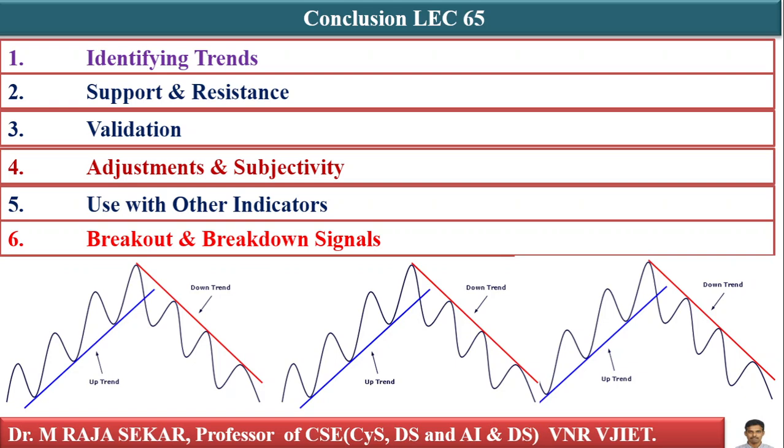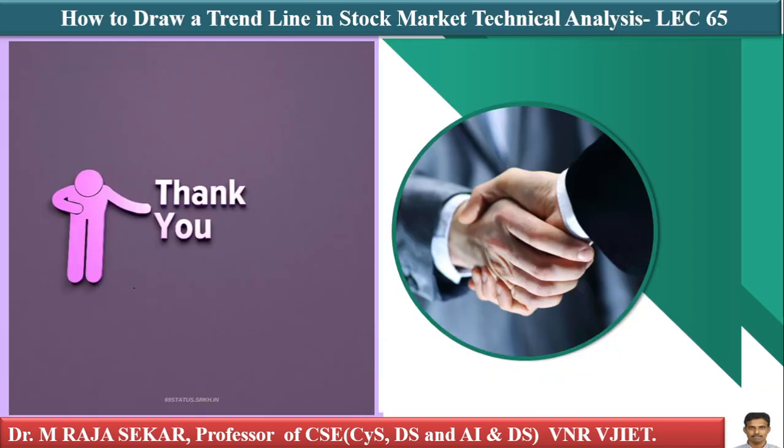Trend lines are fundamental tools in technical analysis that help traders and investors to identify market direction, support, and resistance levels. By drawing a straight line connecting significant price points, traders can gain insights into the strength and sustainability of a trend. When combined with other technical indicators, trend lines enhance decision making and risk management. However, they are subjective and should be used in conjunction with other forms of analysis.